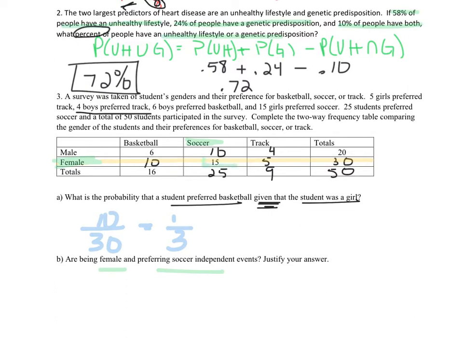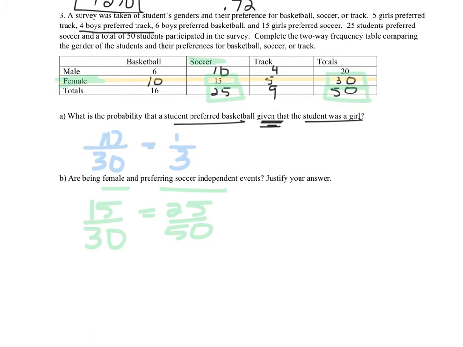So you can do 15 over 30 because that's in the female and soccer situation, and then you would match it up with either 25 over 50 or 10 over 20. Now when I divide 15 by 30, I get 0.2, and that gets me 0.2 as well, so therefore they are independent.